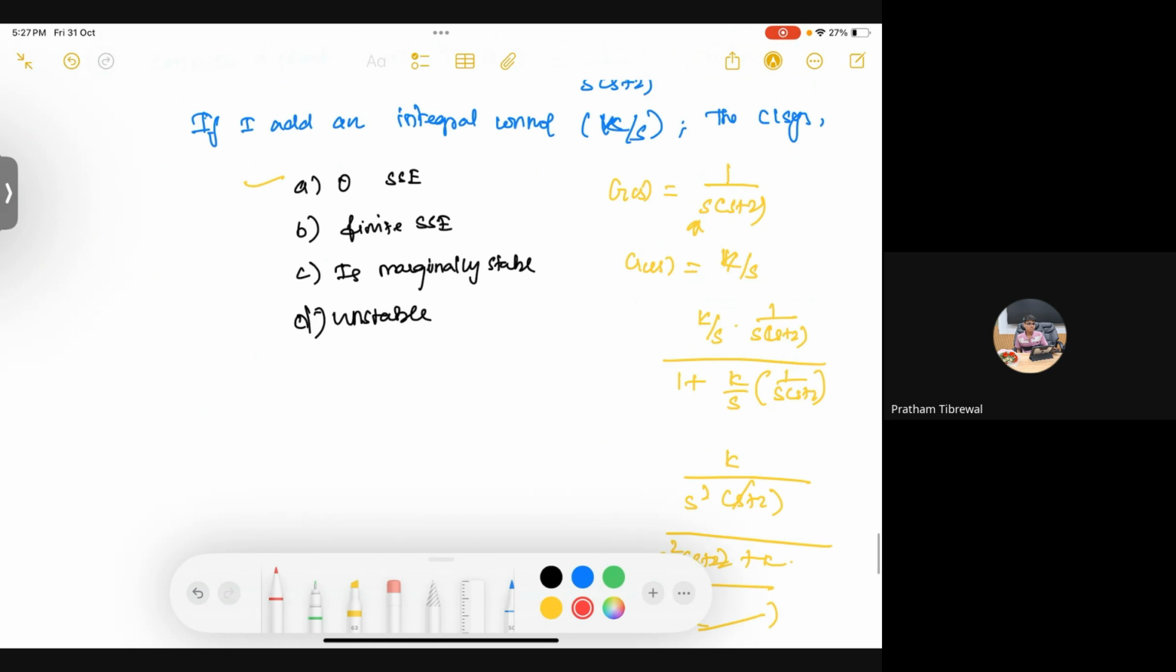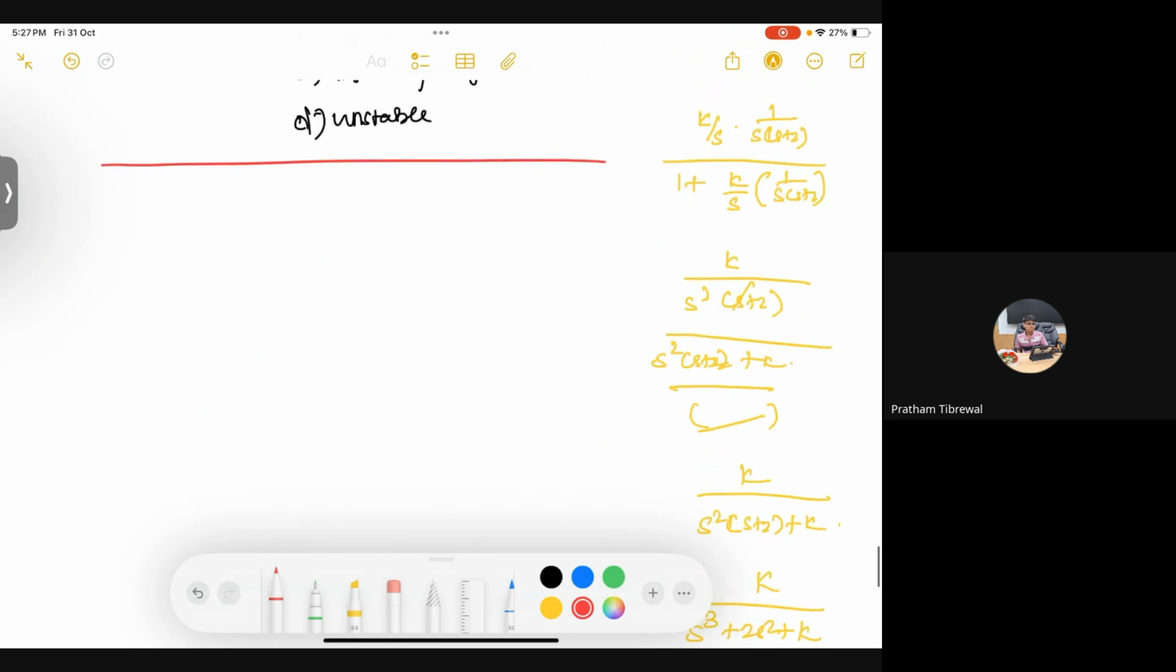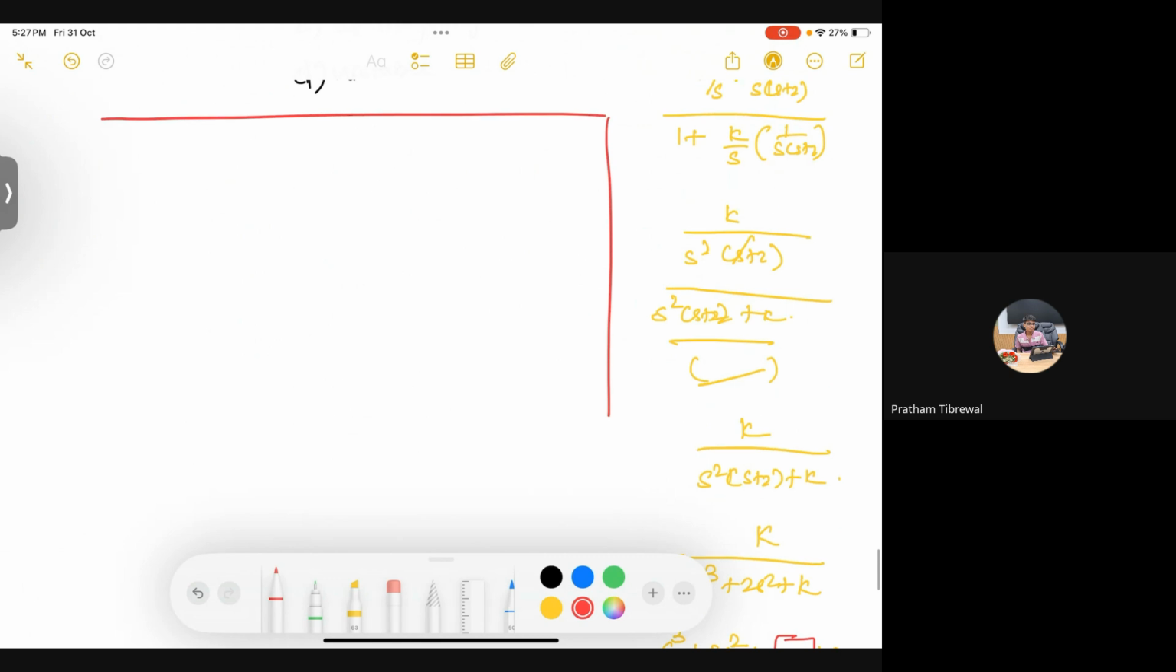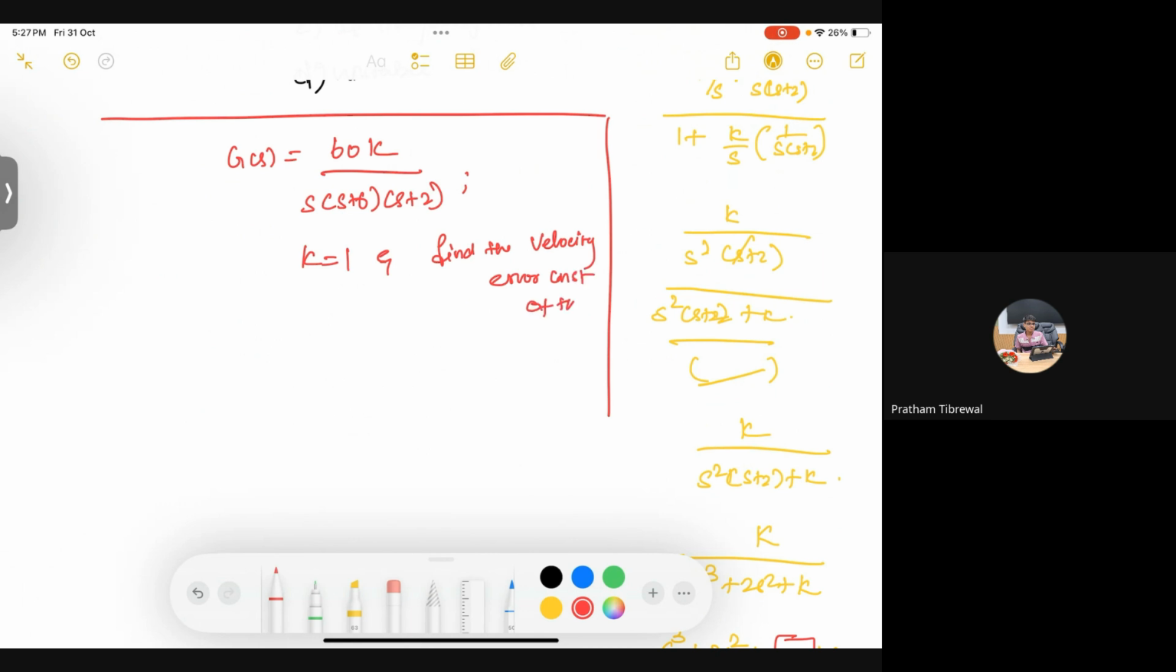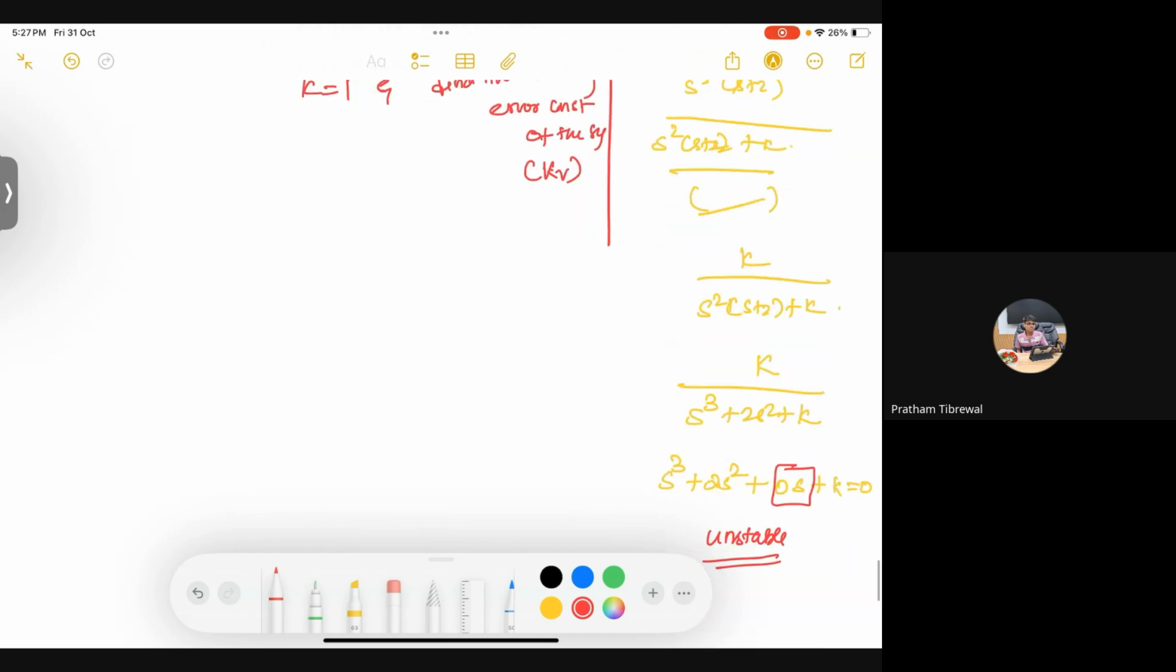Can we solve one problem from previous lectures? It will be useful for this week also. So consider a system G of s is equal to 60K by s into s plus 6 into s plus 2 with K equal to 1, and find the velocity error constant of the system. That is Kv.